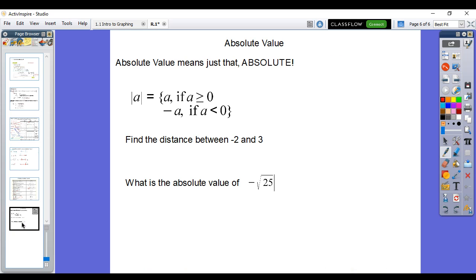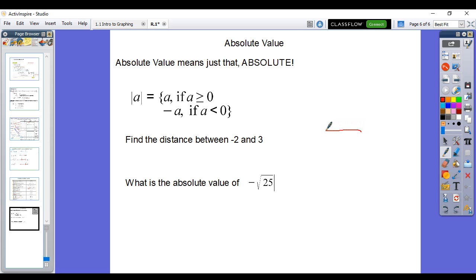Now, absolute means exactly that. Absolute. What is the actual value? Think about this as distance when you're driving somewhere. It doesn't matter if you're driving 20 miles to the west or 20 miles to the east. You're traveling 20 miles, period. So whether you're going negatively or positively, you're still going that far away. So, for example, here we look at find the distance between -2 and 3. If we were to just add those together, we get 1, but that's not the absolute value distance.